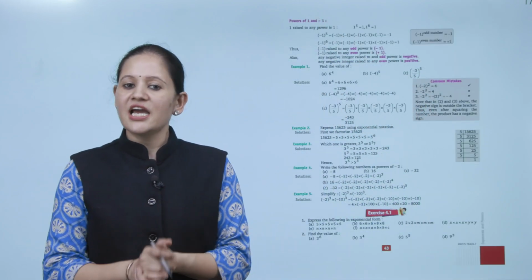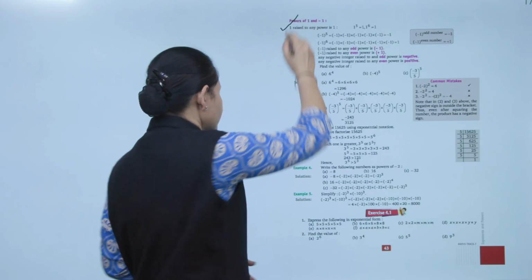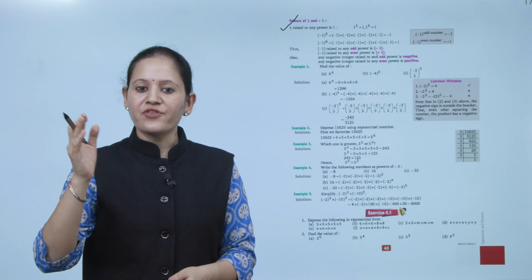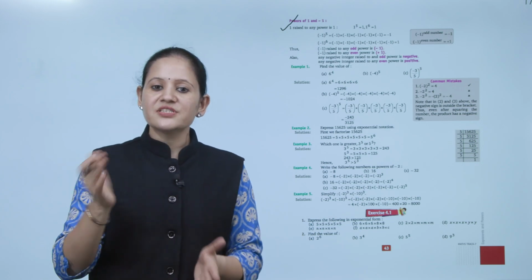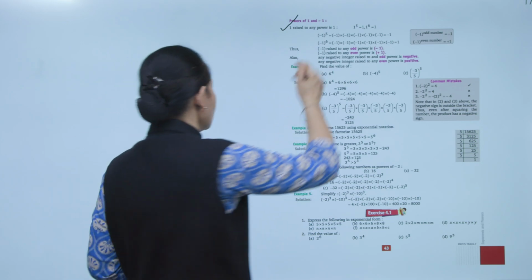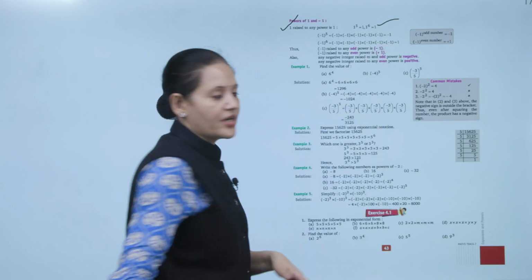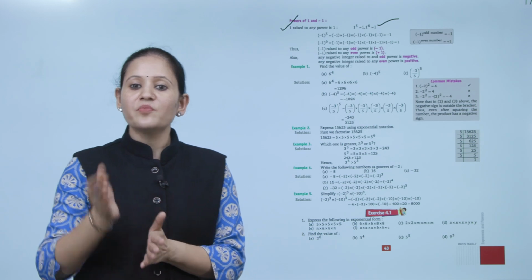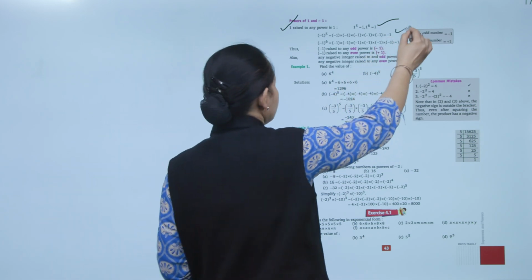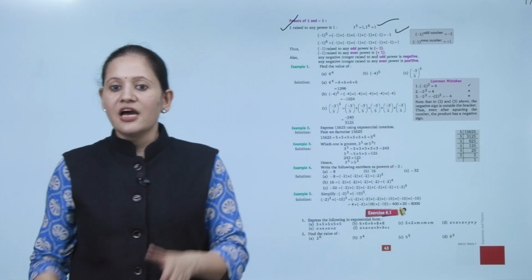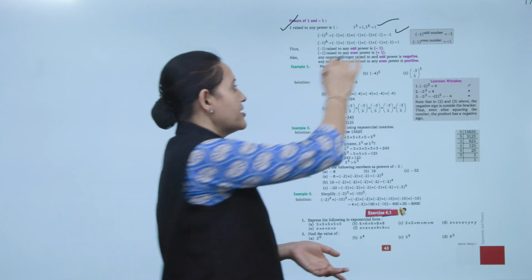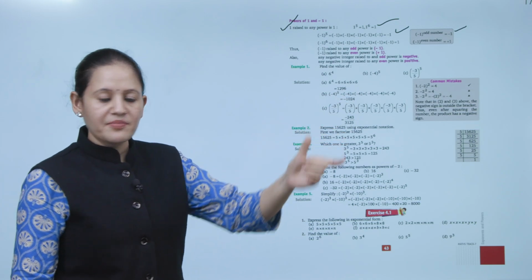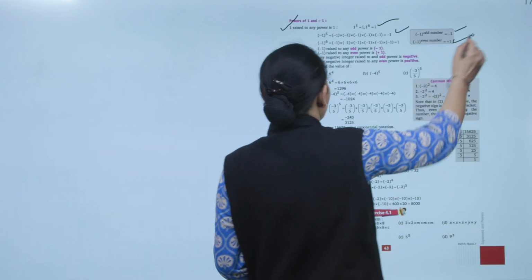Next is powers of 1 and minus 1. 1 raised to any power is 1. 1 to the power 5 equals 1. 1 to the power 6 equals 1. So 1 raised to any power equals 1. Here minus 1 raised to the power 5 equals minus 1. If minus 1 is raised to an odd power, it equals minus 1. Minus 1 raised to an even power has a positive value, 1.